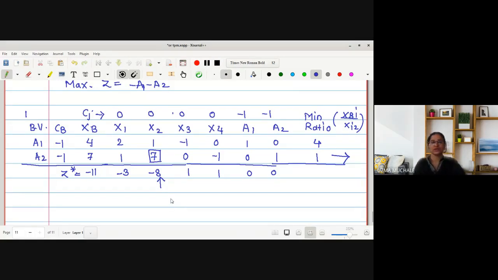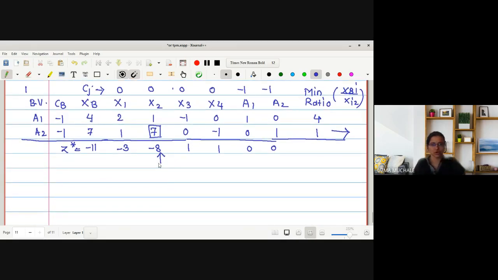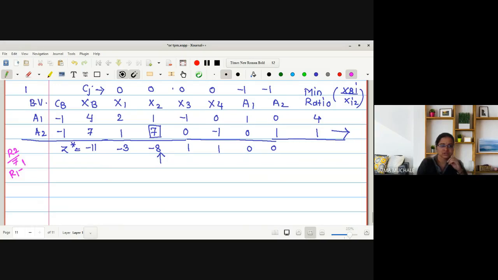And as I told you in the last lecture, whenever an artificial variable is going to leave the basis, we can drop its entry. Okay. Either you can drop it by writing cross marks or you just completely drop it. Now let us write the row operations to convert the pivot to 1 and the remaining to 0. What are the row operations needed? First is R2 by 7. Correct, no? Yes, ma'am. R1 minus R2 by 7. Fine.